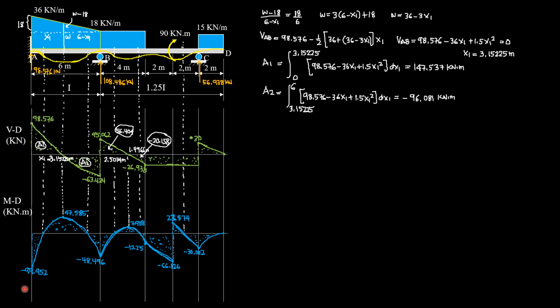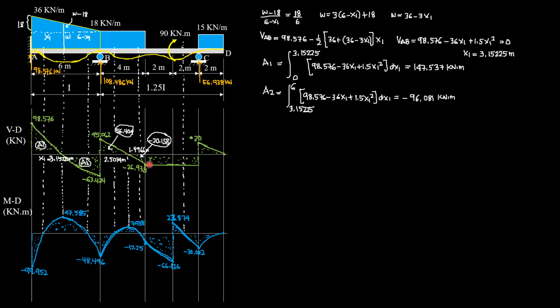Remember, the moment at A is negative 99.952. Negative 99.952 plus area 1, which is 147.537, and that is positive decreasing, 47.585. 47.585 plus area 2, which is negative 96.081, negative increasing, so we have negative 48.496. And remember, the moment at B is negative 48.496 from the preceding slides. And then negative 48.496 plus 56.404, positive decreasing, 7.908. 7.908 minus 20.158, negative increasing, negative 12.25.